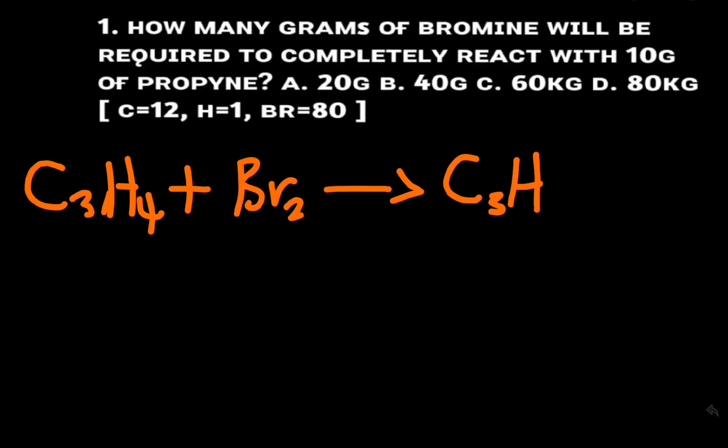Should you come across this in your forthcoming exam, here's exactly how to crack it. How many grams of bromine will be required to completely react with 10 grams of propyne? Propyne is C3H4, and reacting it with bromine would get C3H4Br4. Next, we'll balance this chemical equation.